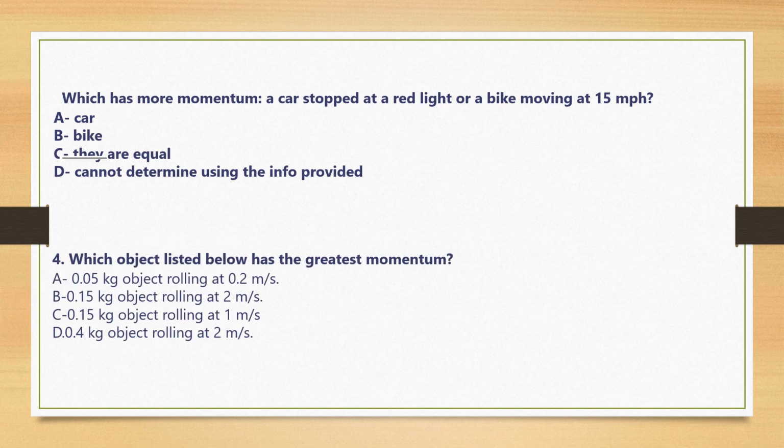Which object listed below has the greatest momentum? Momentum equals mass multiplied by velocity. A, a 0.05 kilogram object rolling at 0.2 meter per second. B, a 0.15 kilogram object rolling at 2 meters per second. C, a 0.15 kilogram object rolling at 1 meter per second. D, a 0.4 kilogram object rolling at 2 meters per second. The greatest momentum is the 0.4 kilogram object rolling at 2 meters per second.